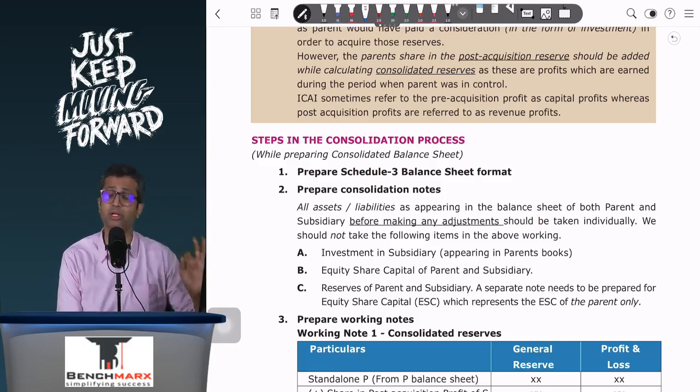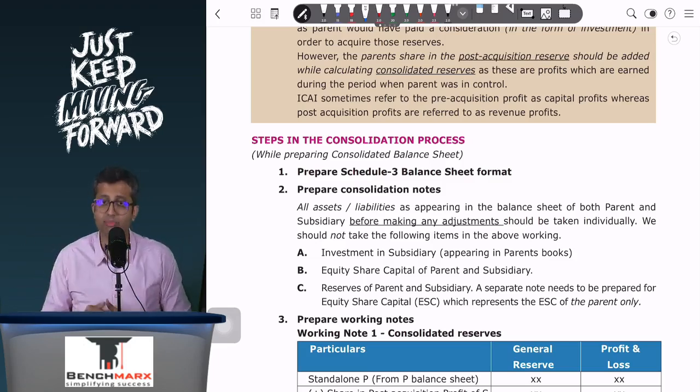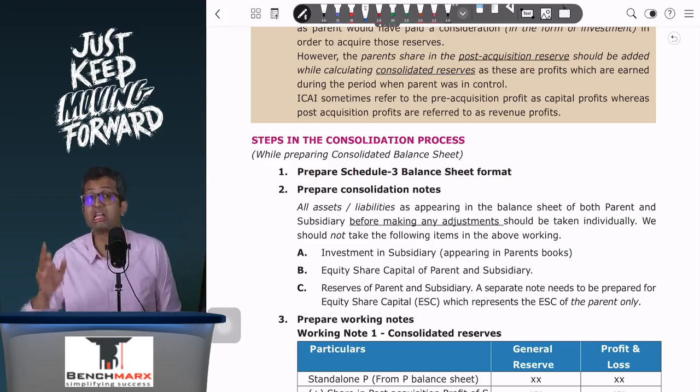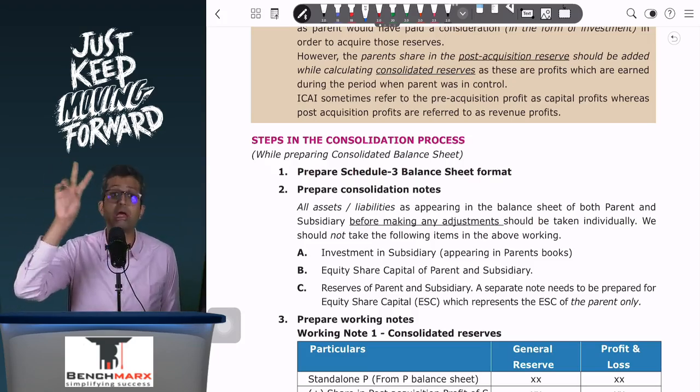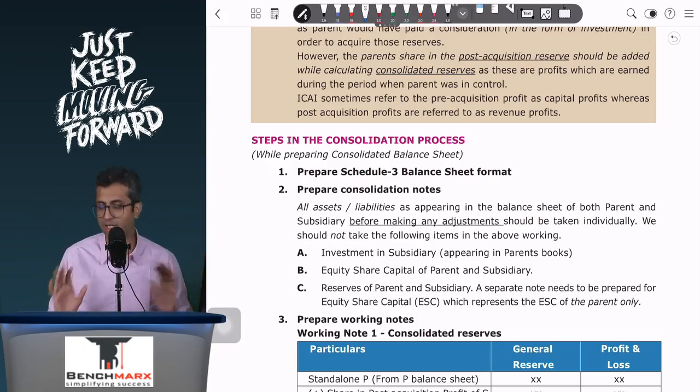The regular format continues. There are two things that you'll have to add. One is minorities interest, that is to be added between shareholders' funds and non-current liabilities. And second, you will add goodwill along with the intangibles on the asset side. This is unique to consolidation. Minorities interest is not there in any other chapter. It is there in consolidated financial statements, as a separate line item: point 1 shareholders' funds, point 2 minorities, point 3 non-current liabilities, point 4 current liabilities. So you'll prepare a blank schedule 3 format.